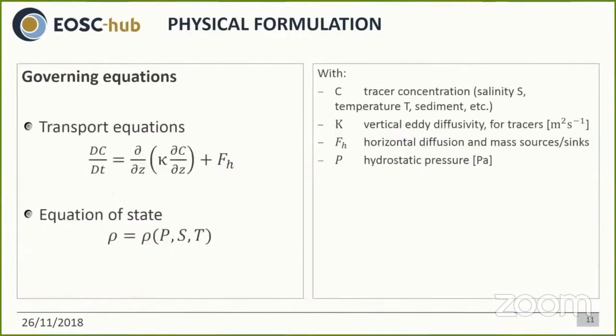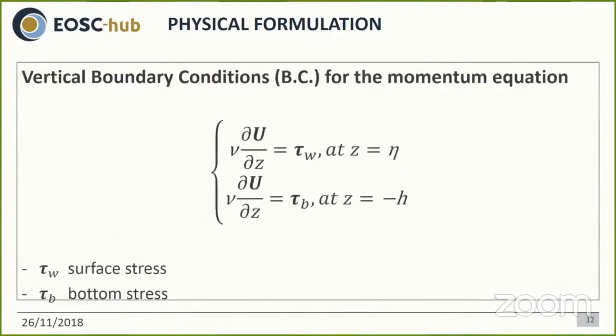SCHISM also includes transport equations, where C is the concentration of the tracer, K is the vertical eddy diffusivity, and F are the sources and sinks of tracers. An equation of state is also solved. With respect to the vertical boundary conditions for the momentum equations, the surface and bottom stresses are imposed at the surface and at the bottom respectively.